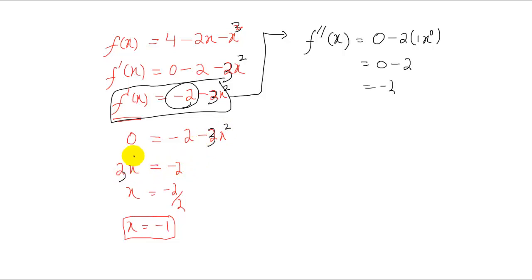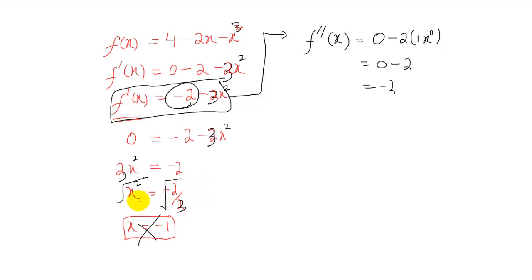Sir, why will it be 3x square? There is no 2 with it. It is x square equal to minus 2 over 3, and then we take the square root. Okay? This is not the answer. So let me take the square root on both sides.